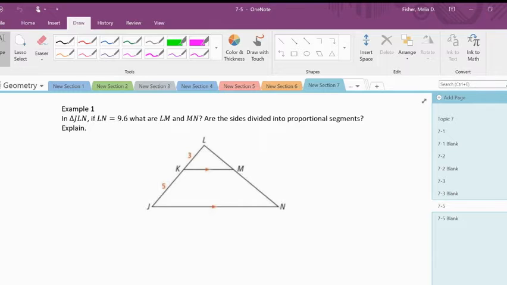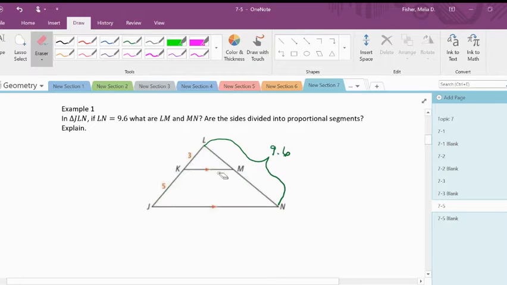Example 1. In triangle JLN, if LN is 9.6, what are LM and MN? So this whole side over here is 9.6. We know that we have 2 triangles here. We have the big triangle, that's this whole big triangle, and then we have the little triangle in there. Okay, so let's make sure we know that that's what we're looking at.